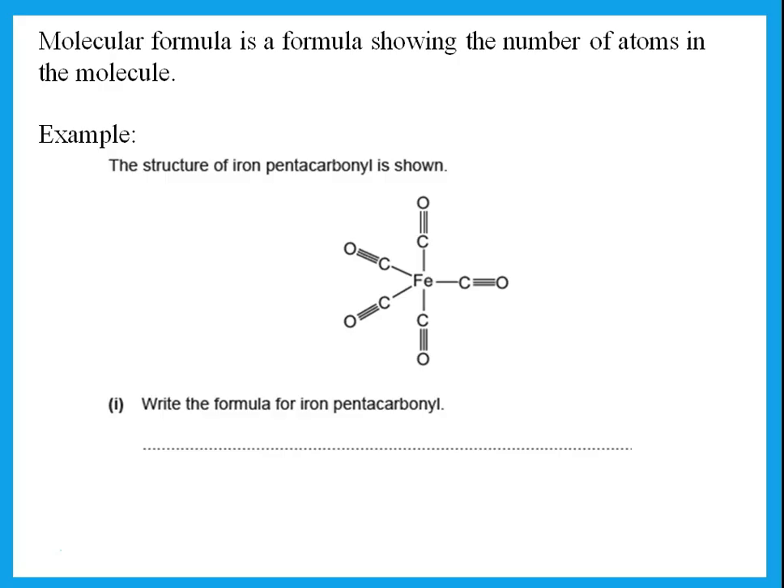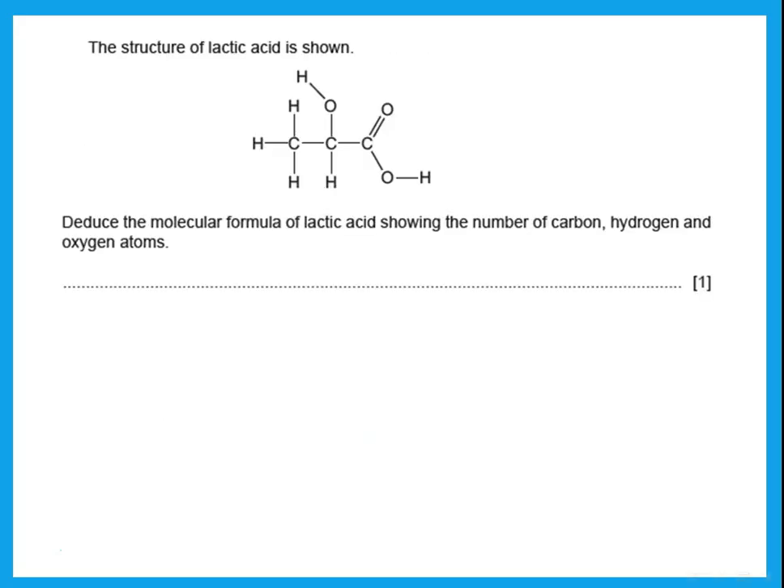So if you have a structure like this and he says write the formula, all you're doing is you're counting the number of each of the atoms and putting it in the form of a molecular formula, something like this. So here you have 1 iron, 5 carbon atoms, 5 oxygen atoms. So this is how you write the formula of this compound. So this is another one. How do you write the formula of this? You count all the carbons, all the hydrogens, all the oxygens, and you compile them together.